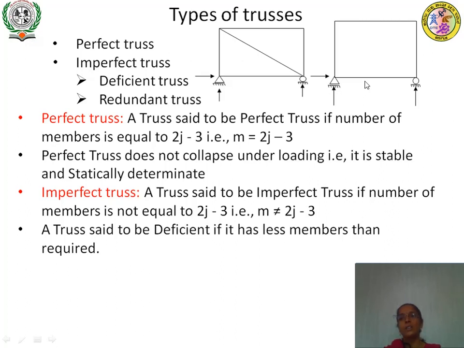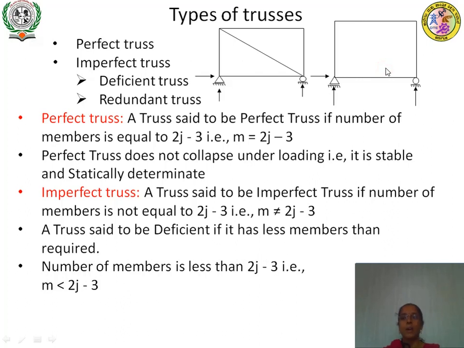Deficient means what? Lacking, lesser. This number of members is less than the requirement, hence it is a deficient truss. As it is less than 2j minus 3, we can still find member forces in all the members. Therefore, it becomes a determinate structure. But as members are less than the requirement, it becomes an unstable structure.